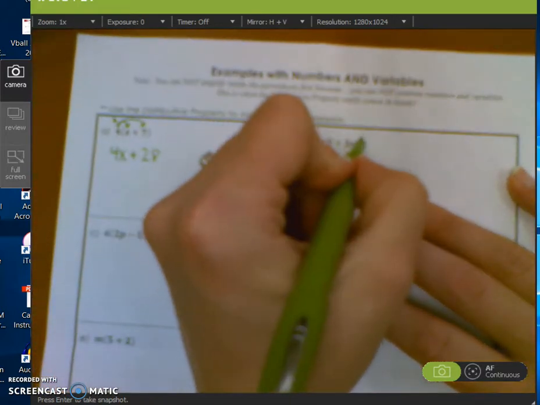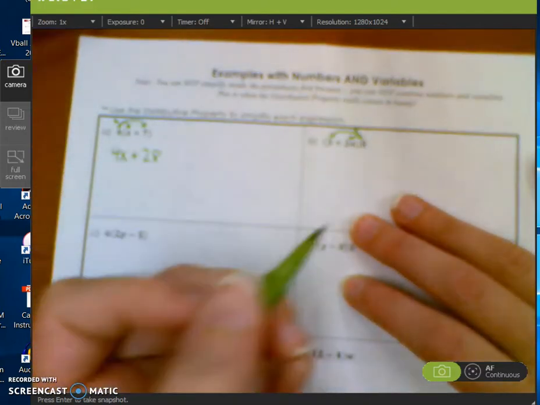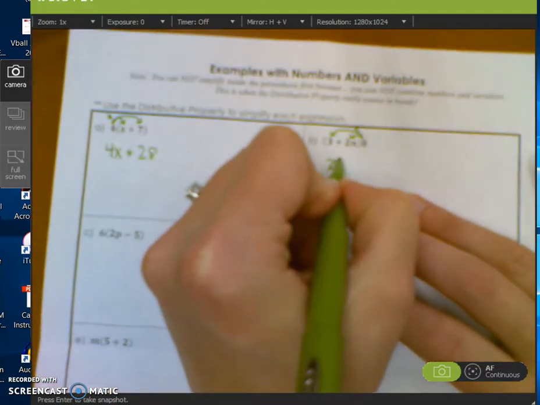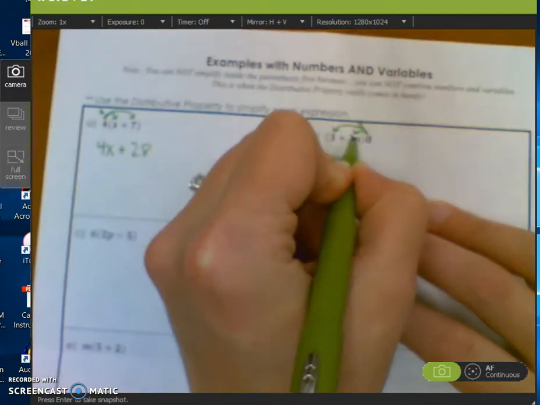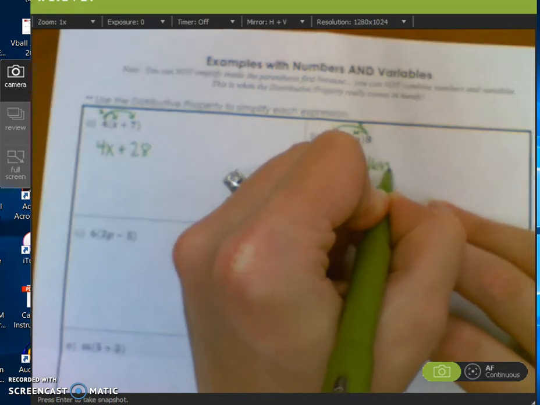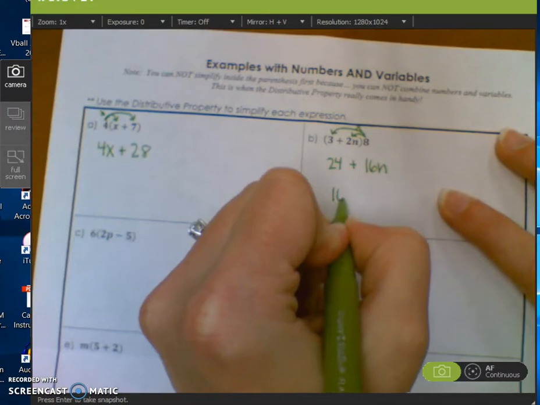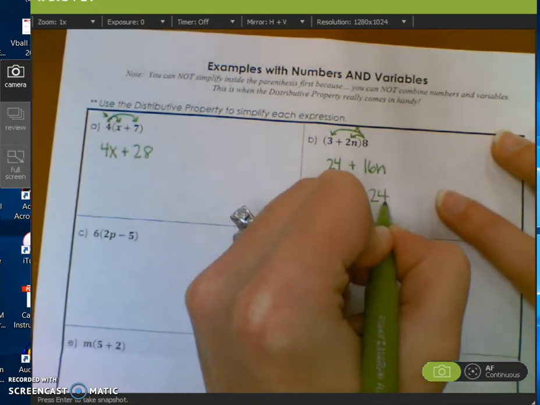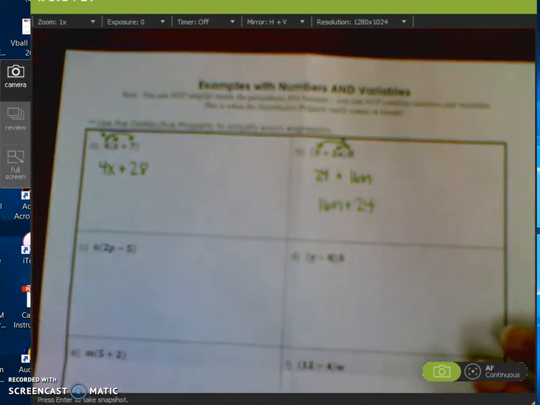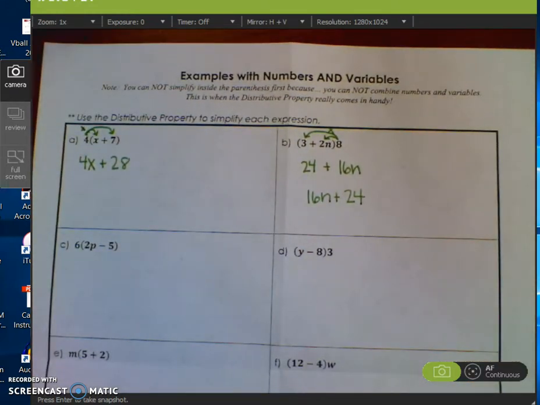Over on B, our number being multiplied is on the opposite side. That doesn't change anything. We take the outside number and we multiply it by everything on the inside. So 8 times 3 is 24, and 8 times 2, and this one's a little bit trickier because 8 times 2 is 16, and then we can just tag the little n on at the end. Typically, we like the constants to be at the end and the terms with variables to be at the beginning and in alphabetical order. So I'm just going to rewrite this one as 16n plus 24 here, just so that it looks a little bit nicer and looks more in line with how we'll write things mathematically.